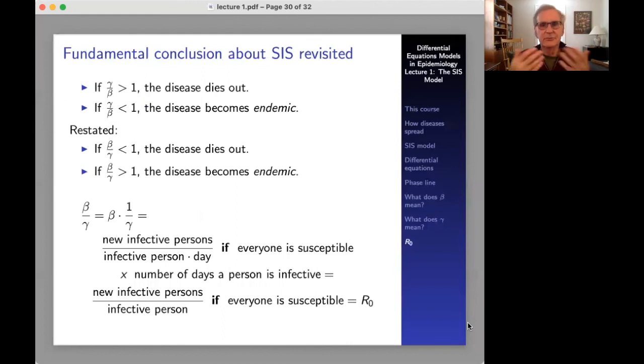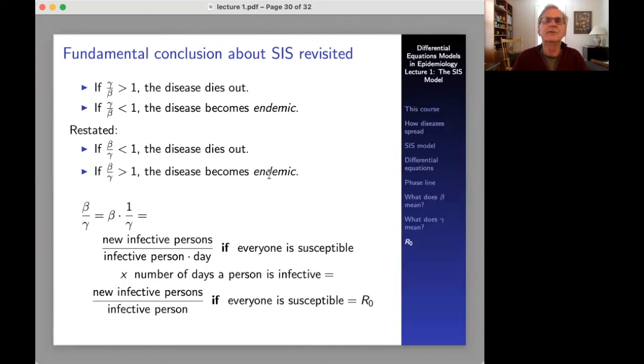All right, let's take what we just learned and go back to our fundamental conclusions about the SIS model. We said that if gamma over beta was greater than 1, the disease died out. If gamma over beta was less than 1, the disease becomes endemic. It turns out to be better, as we'll see in a second, to look at beta over gamma, not gamma over beta. So let's just re-express this. If beta over gamma is less than 1, then gamma over beta is greater than 1, and the disease dies out. If beta over gamma is greater than 1, then gamma over beta would be less than 1, and the disease would become endemic.